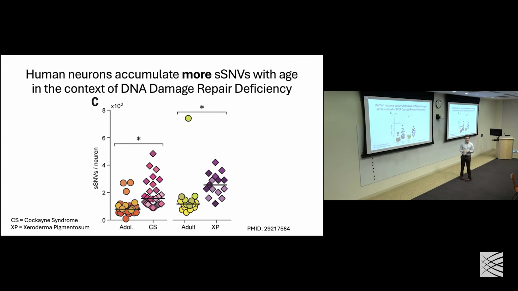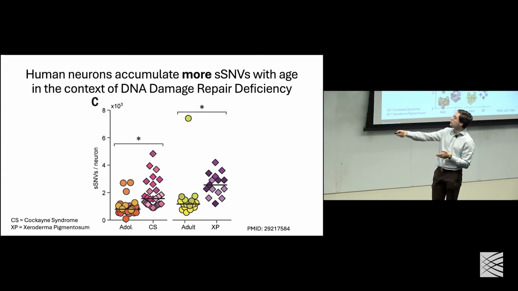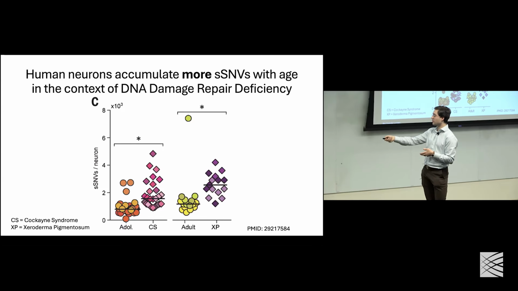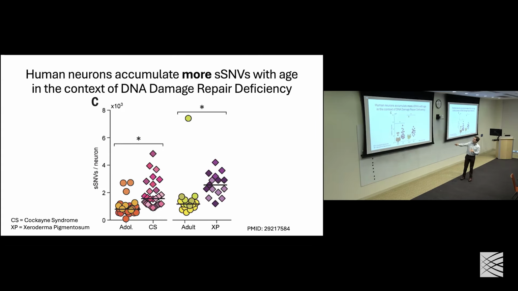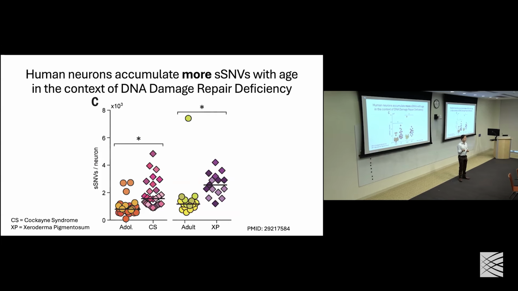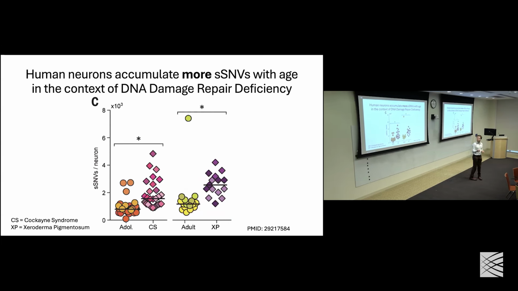We can also look at disease in this case. We have human samples. We could think about what might impact somatic mutation rates besides age. And here we have two examples of DNA repair deficiencies. This is Cockayne syndrome and xeroderma pigmentosum. And even when we normalize for age, the Cockayne syndrome individuals, the XP individuals, both have more somatic mutations than the neurotypical individuals. So we see that DNA damage repair has something to do with accumulation of somatic mutations. We see that when we have diseases where it's impacted, that also impacts somatic mutations.